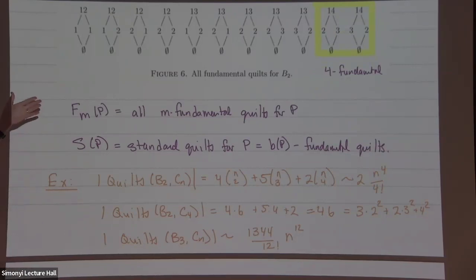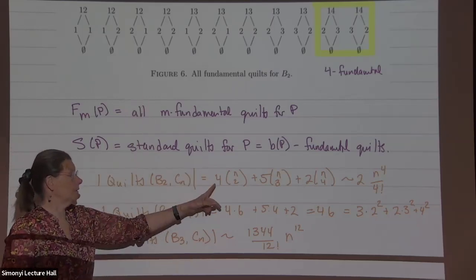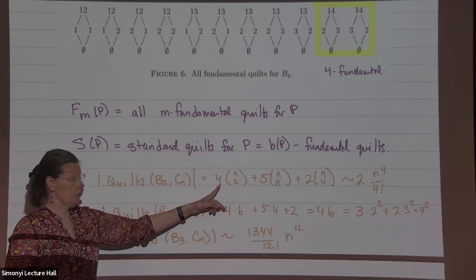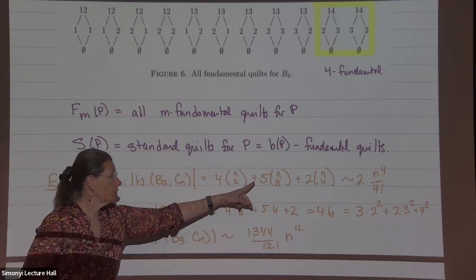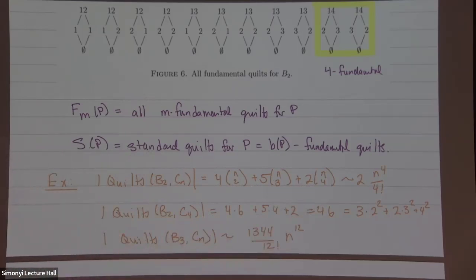Okay, great. So from this data, you can compute the number of quilts of B2, comma Cn, for all n, and it's going to be this polynomial in n. The 4 fundamental quilts for m equals 2, the 5 for m equals 3, the 2 for m equals 4. And of course, asymptotically, the biggest term will be the standard quilt. So that's like 2 times n to the 4th over 4 factorial, so n to the 4th over 12.